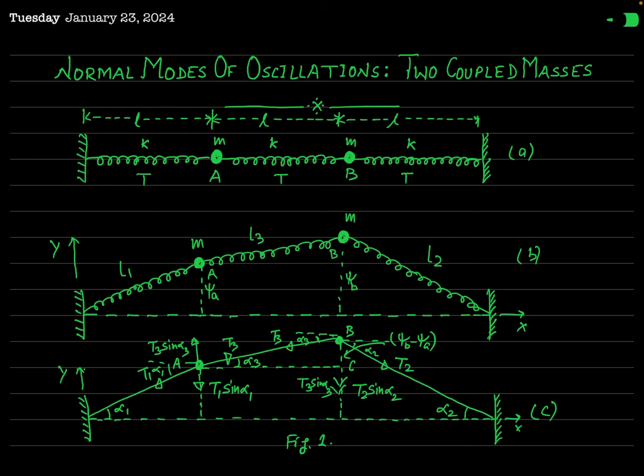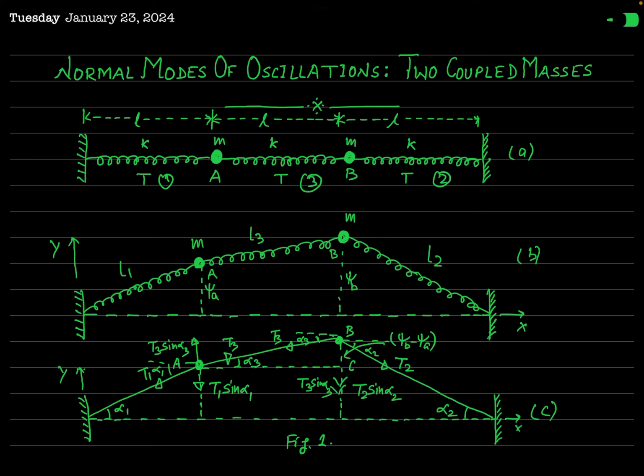Okay, and in this regard you can see this figure. Here I have shown a coupled system consisting of three identical springs. You can see this is your first spring, this is your second spring, and this is the third spring, which is actually called the coupling spring, because this third spring couples or connects the two masses A and B.